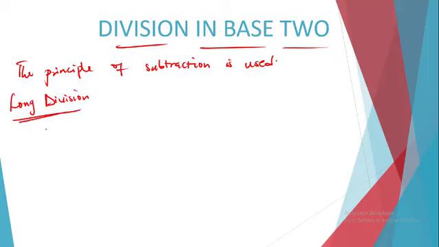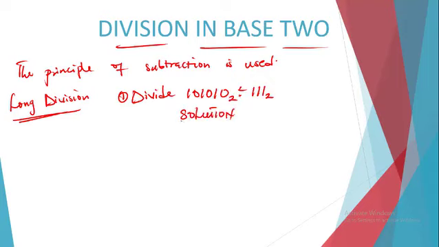Okay, let's take some examples. Example number 1. Divide 101010 by 111, all in base 2. Okay, solution. I want you to follow me closely in order to understand what we are going to do here. So we have this, and here is the number we are dividing. Okay, and then this is the divisor, which is 111.